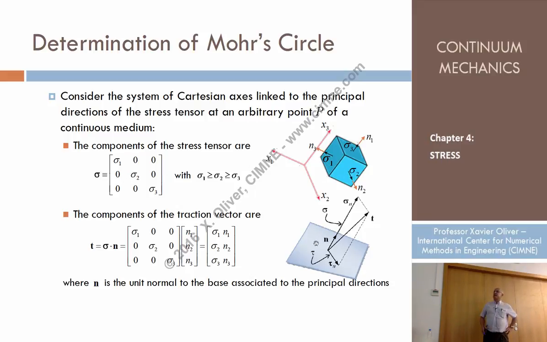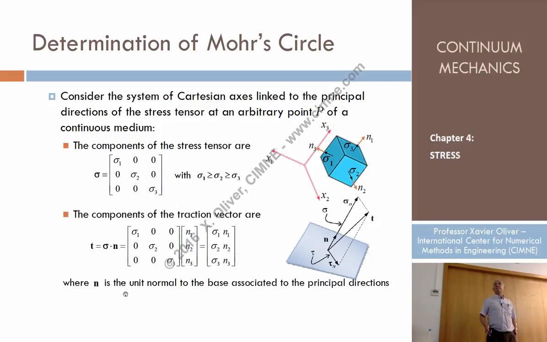So now let's assume that in this system of reference, we consider any other plane passing through the point with a certain normal n, and the corresponding traction vector is t, which is provided by the fundamental relationship of the stresses. The traction vector in a certain direction n is the product of the stress tensor, in these components this one, times the normal vector, which has the components n1, n2, and n3. So finally, the traction vector can be easily computed in that case as a vector having components sigma 1 n1, sigma 2 n2, sigma 3 n3 in this system of coordinates.